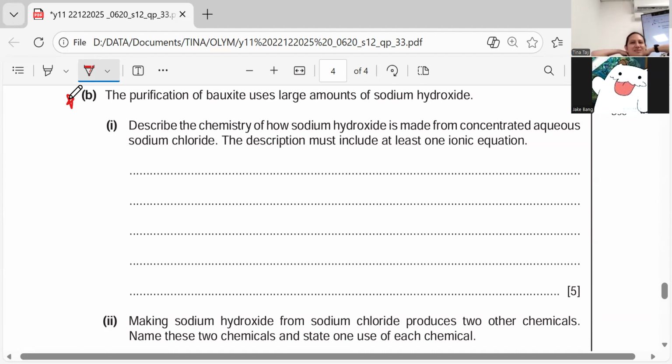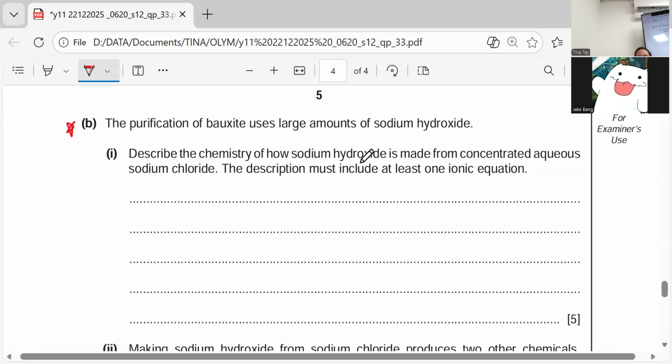How is sodium hydroxide made synthetically? How is it made? What is the process? Jake, what is the process? Electrolysis. What is this method? Not displacement. What's the first thing that you said? Electrolysis. Electrolysis. Okay.